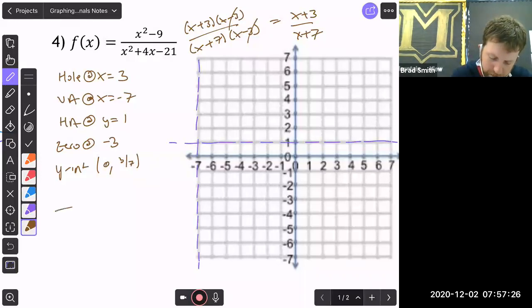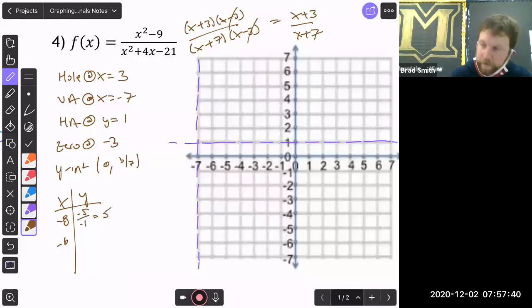So if I get my chart here, -7. So I'm going to pick -8 and -6. So I got -8 plus 3 is -5 over -8 plus 7, so -1. So I got 5. So (-8, 5). And then the same thing. So -6 plus 3 is -3 over 1, so -3. So (-8, 5). 1, 2, 3, 4, 5. It's over here.